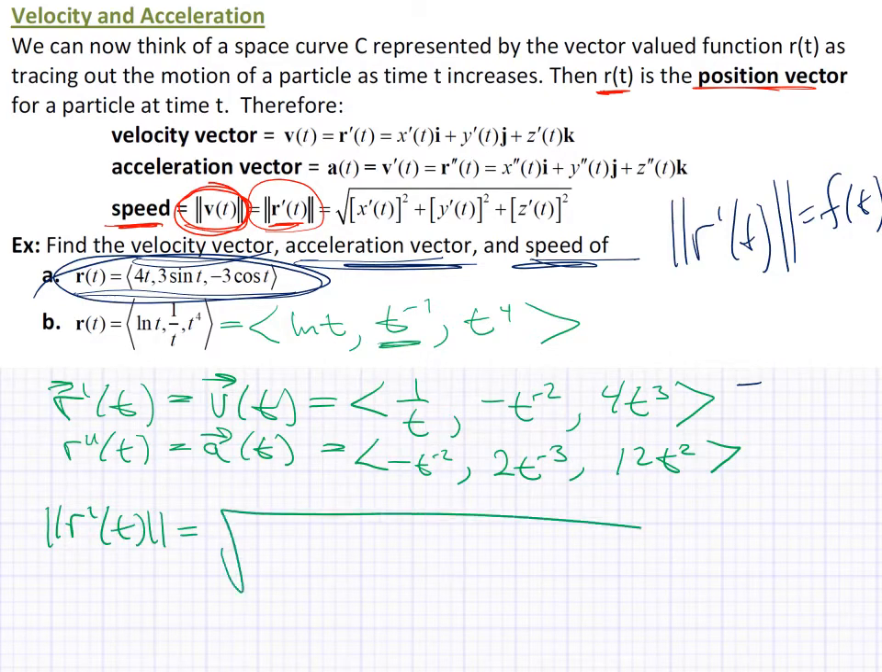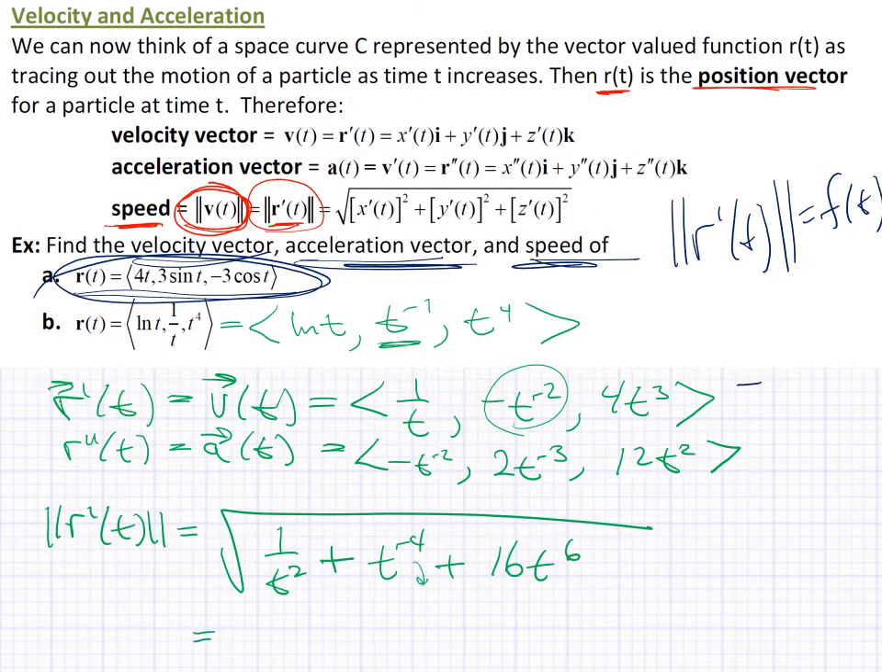In this case, the square root of 1 over t squared plus this squared, so what's it going to be? t to the negative 4, because power to power, plus 16t to the 6. Okay. And you kind of see what's happening in this one. I'm not going to go too far with this. We could simplify this a little bit, I guess.